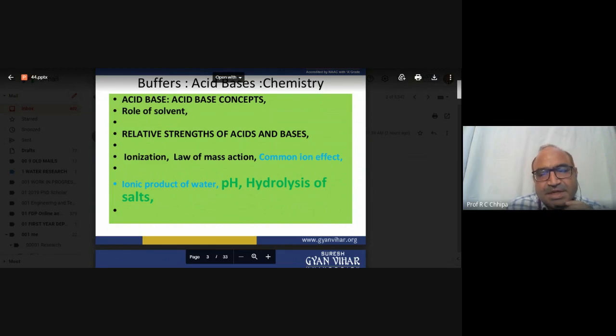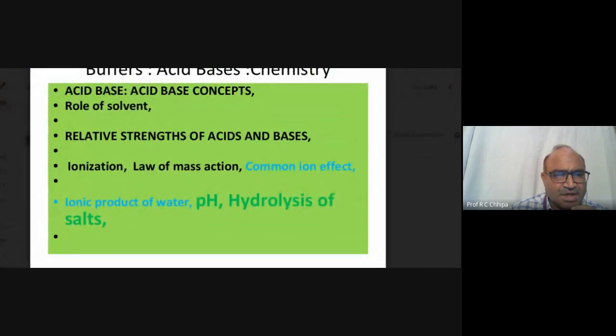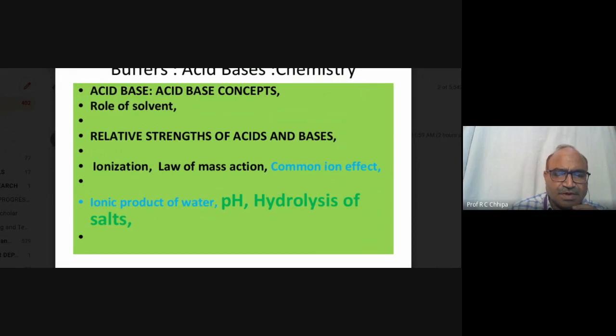Which acid is stronger in a particular solvent, which acid is weaker in a particular solvent. So the relative strength of acids and bases is important. The ionization order I have discussed, the law of mass action, is also related with the dissociation of these. And further, we have the most relevant, the ionic product of water. This one is also connected with the ionization or the ionic product of the salts. So salts, the hydrolysis of the salt, then different.